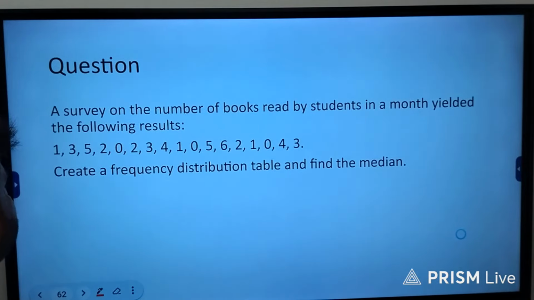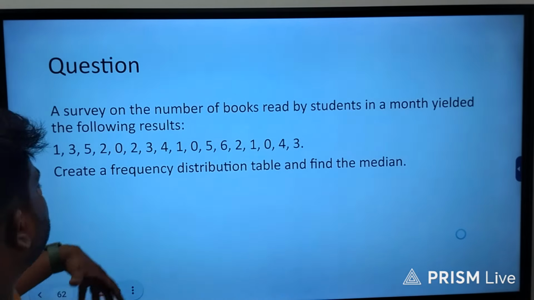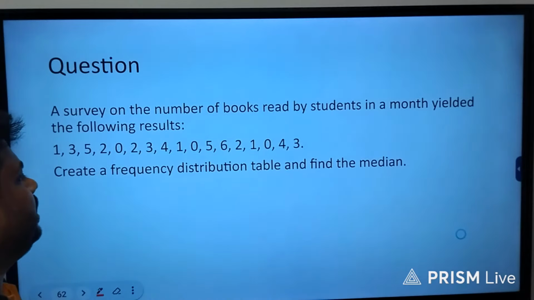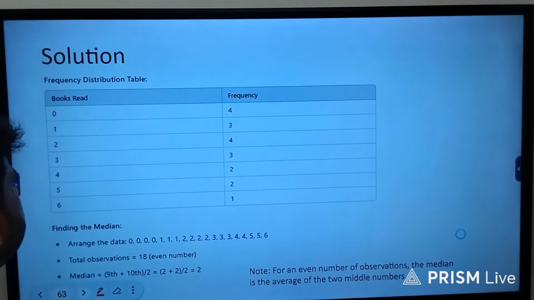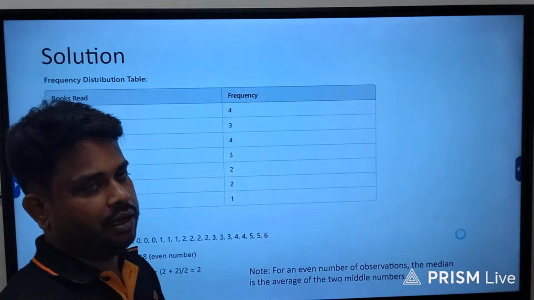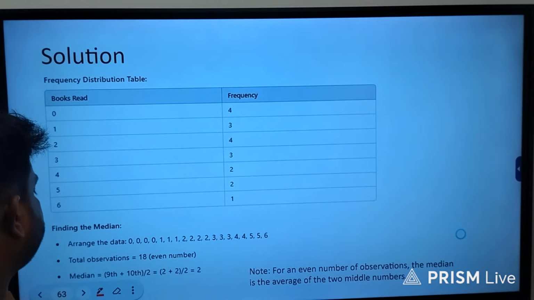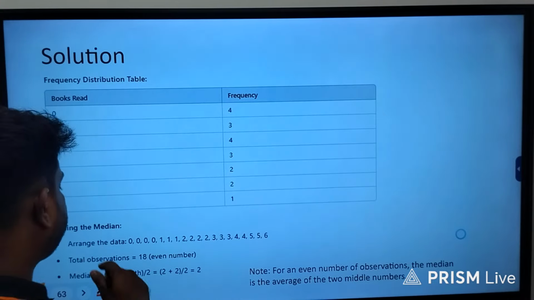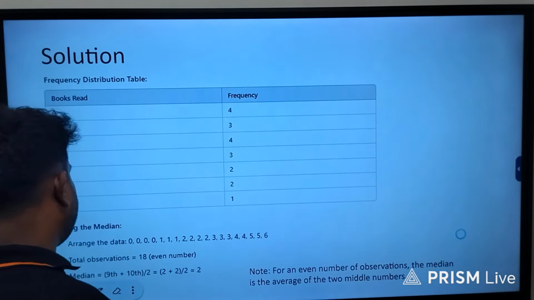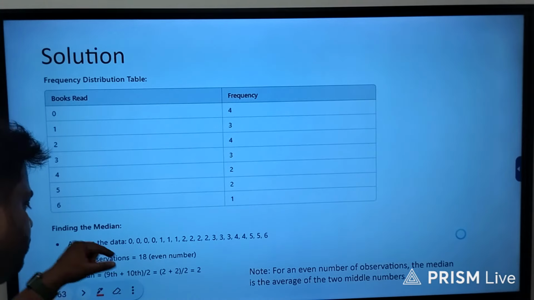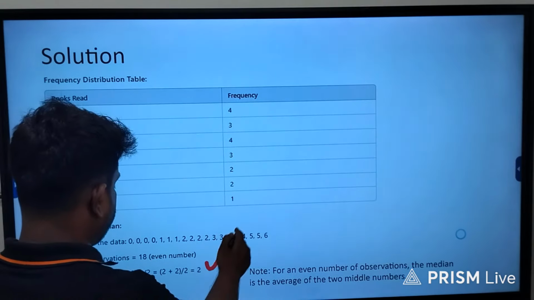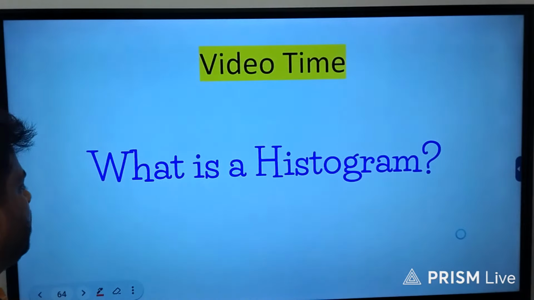Next is the frequency distribution table, and after that we have to find the median. They have drawn a frequency distribution table, and after arranging them we have 18 observations. So the median will be the 9th plus 10th value divided by 2, that is 2 here.